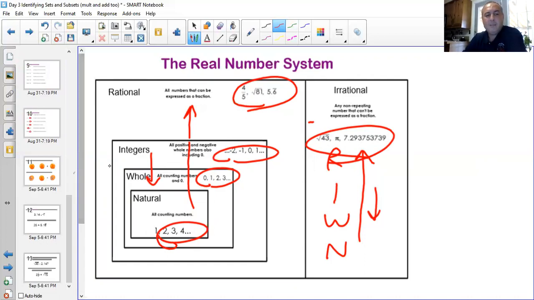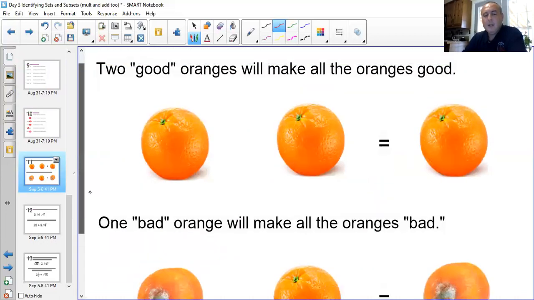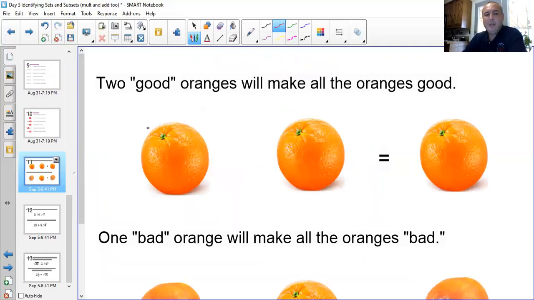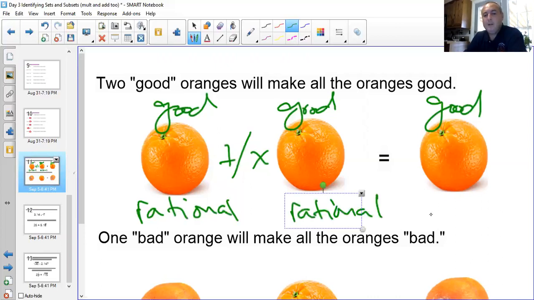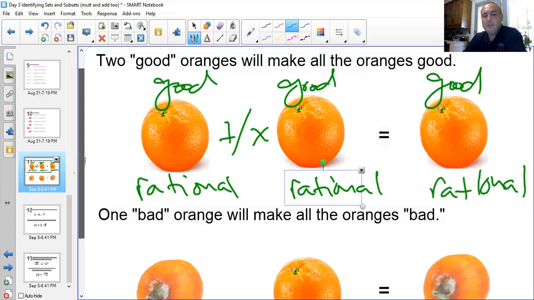All right, on to something new. This is just kind of some interesting lingo, but it's pretty helpful. So this is going to be your good oranges. If you have a good orange and a good orange multiplied, it's going to equal a good orange. Two good oranges always make a good orange. And a good orange is a rational number. So if you have two rational numbers, it gives you a good orange.